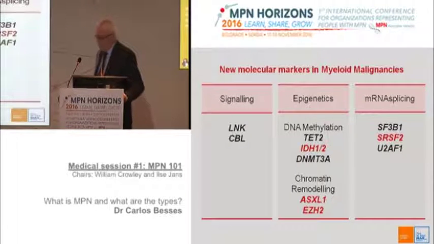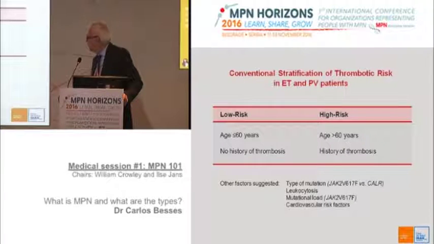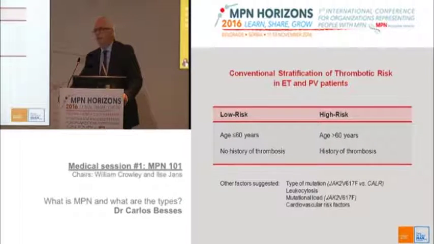Apart from these mutations, during the last years, other mutations involving what we call epigenetic genes and other genes involved in signaling and mRNA splicing have been reported, and some of these are genes that are called high molecular risk genes. These genes have been named in this way because they have been demonstrated to be really prognostically detrimental, especially in PMF, in primary myelofibrosis.